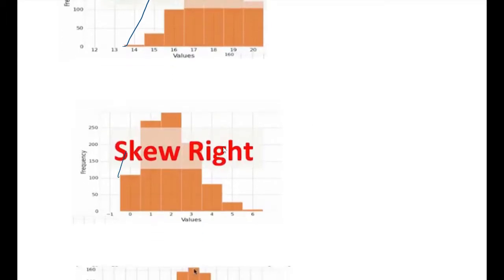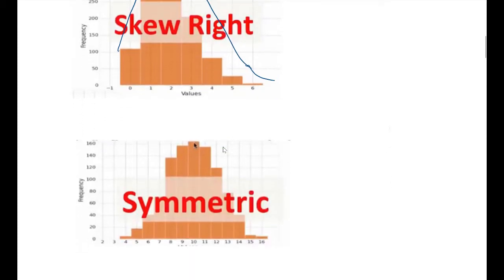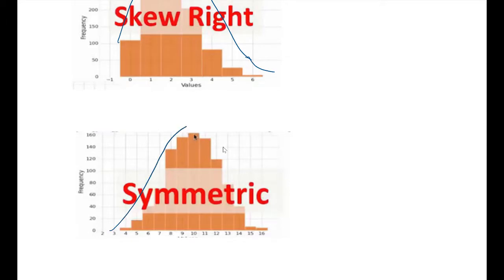Long right tail, you are skewed right. I see this. So if the peak is somewhere up in here, we have a longer right tail. If the left and right tails are approximately the same length, then we have what's called a symmetric distribution. So here we have a symmetric distribution.